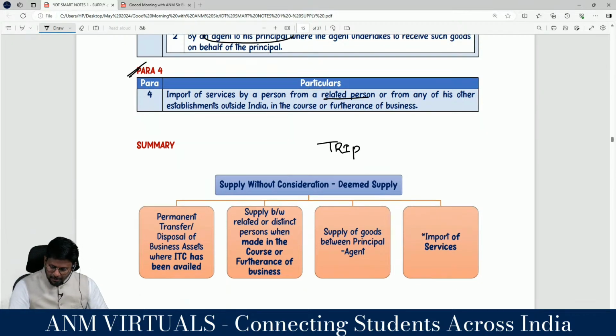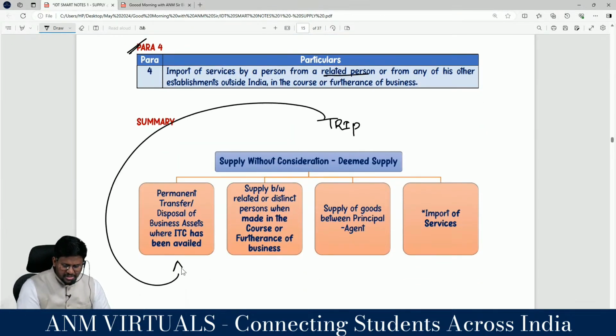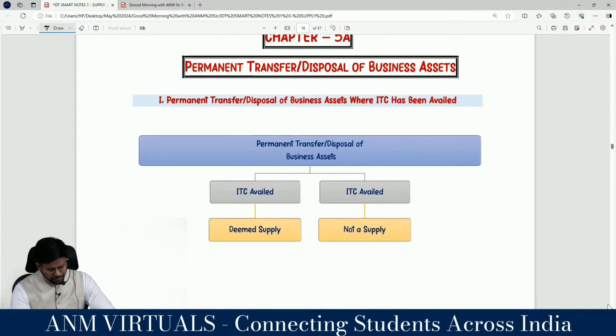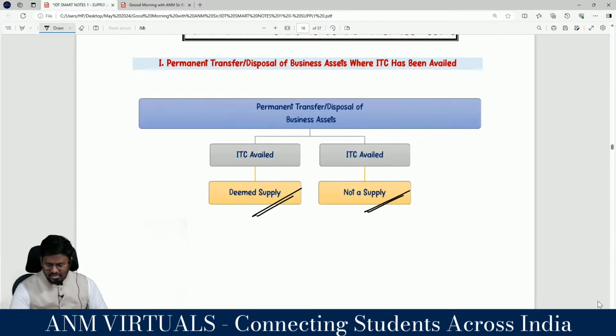Do you agree? Number 1, permanent transfer or disposal of business asset where ITC has been availed. Supply between related or distinct persons made in the course or furtherance of business. Supply of goods between principal and agent. Import of services. Right? So we'll be seeing each para in detail. Sir, permanent transfer or disposal of business asset where ITC has been availed. If you have availed ITC, then it is a supply. If ITC is not availed, then it is not a supply. ITC not availed, not a supply.